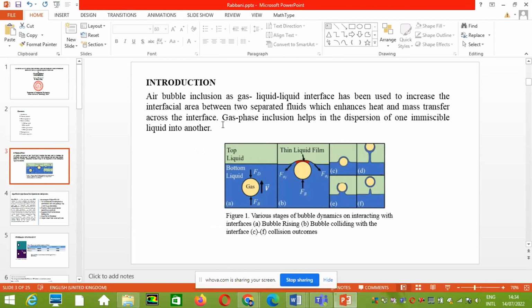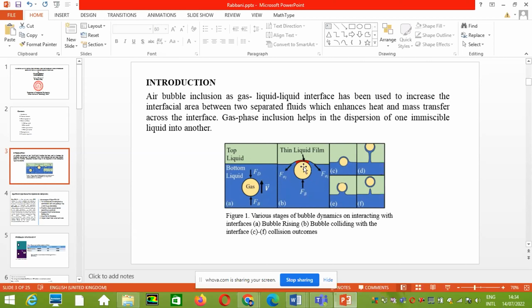As we see, bubbles have multiple applications, from the metallurgical field to many other various applications. You can see the picture over here. There is a top liquid, there is a bottom liquid, and a bubble inside the bottom liquid. This is the interface between the two liquids. When the bubble interacts with the liquid interface, figures B, C, D, E, F are all the possible outcomes. The bubble disturbs the interface, as you can see in figure C.